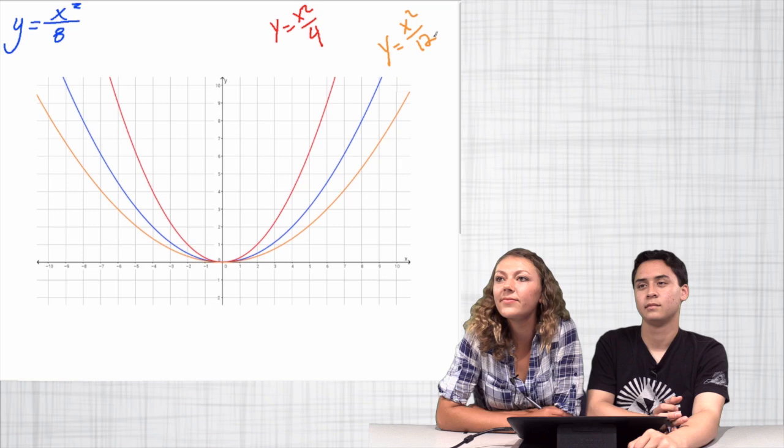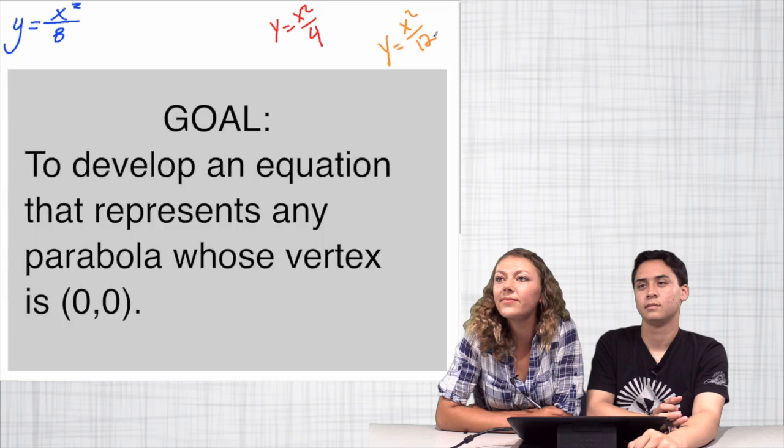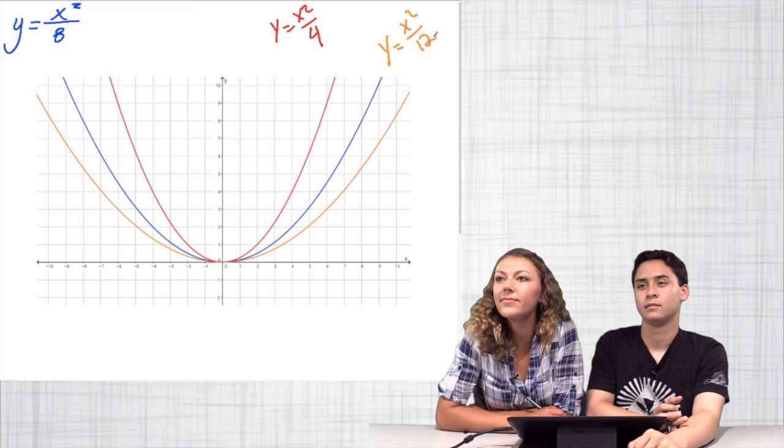In this episode, Sasha and Keoni return to the original goal of this lesson, which is to develop an equation for any parabola with a vertex of 0, 0. First, they compare the three equations that they determined so far. Then, they make a prediction regarding the general equation for any parabola with its vertex at the origin.